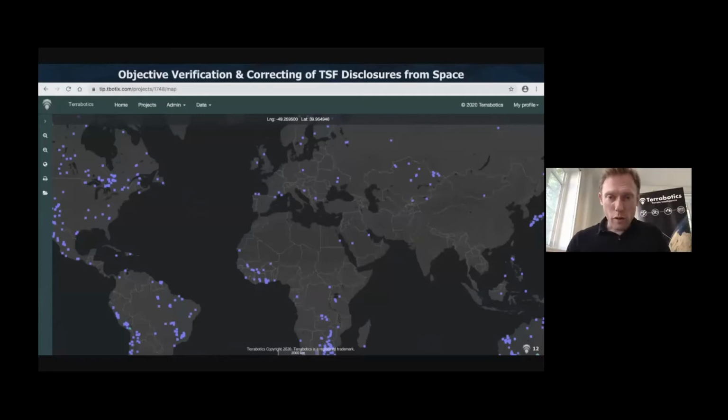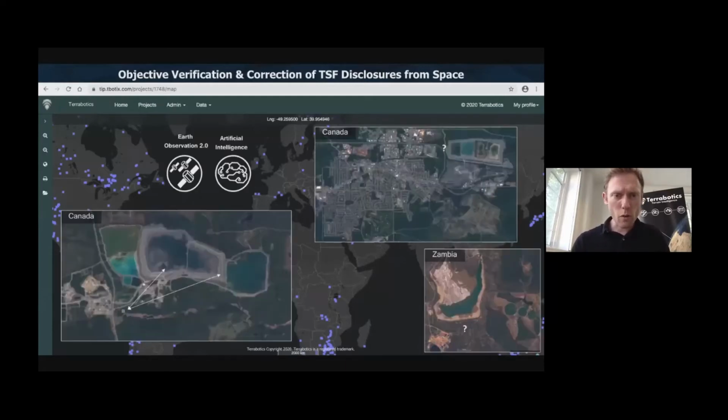So the points you see on this map are some of those disclosures that have already been given today of tailings dams around the world. And as you can see, there's a huge array spread around the world. It's probably quite surprising to see the spread of them. That's only a fraction of what's there. So with satellite data, that gives us the opportunity to actually go and verify first, are those in the right location?